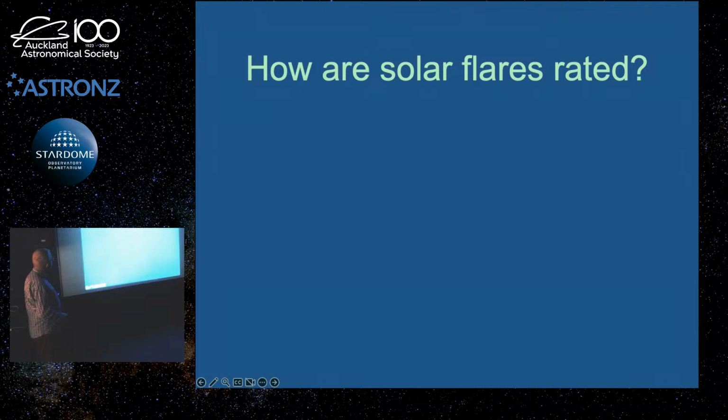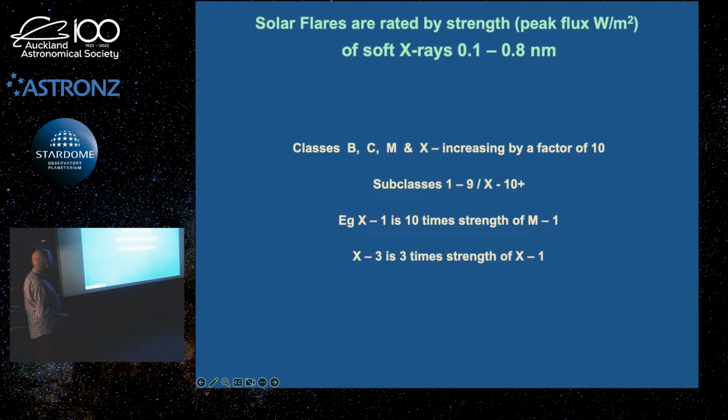So, how are solar flares rated? And we talked about that. Solar flares are rated by their soft X-rays. As I mentioned, the solar flare will release light right across the entire electromagnetic or light spectrum, right through from radio waves through to gamma rays.